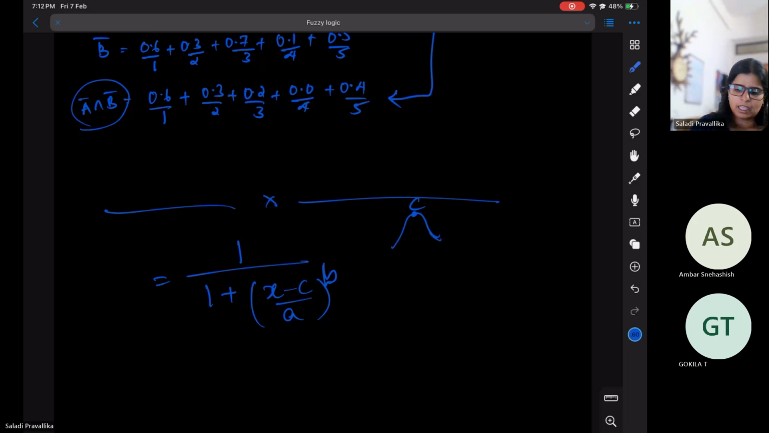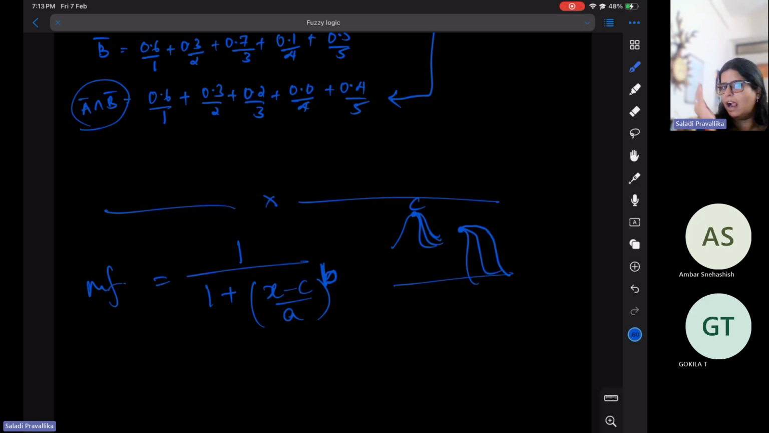Okay, so if you see this whole membership function, B is basically defining the steepness of your curve. That is how fast your curve is going to fall or how fast it is going to decrease from the center. From this point to this point, how fast is it going to decrease? So if I have a center here, is it going to decrease like this or immediately or too fast? Okay, slow, medium, and the fastest. So this is basically defined by the parameter B.